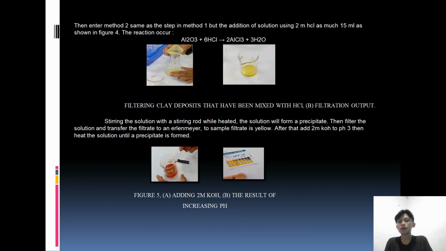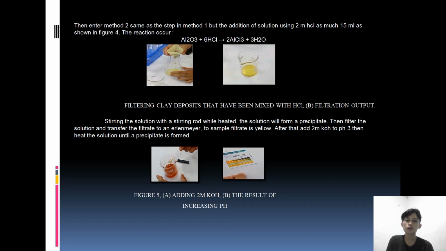Then method 2 is the same as the steps of method 1, but the added solution is 2 molar HCl, as much as 50 ml, as shown in the figure. The reaction occurs here. Figure 5 shows filtering the clay deposit that has been mixed with HCl. Filtration output. Stirring the solution with a stirring rod while heated, the solution will form a precipitate, then filter the solution and transfer the filtrate to an Erlenmeyer. The sample filtrate is yellow.